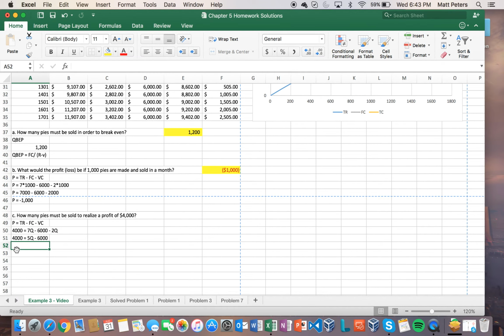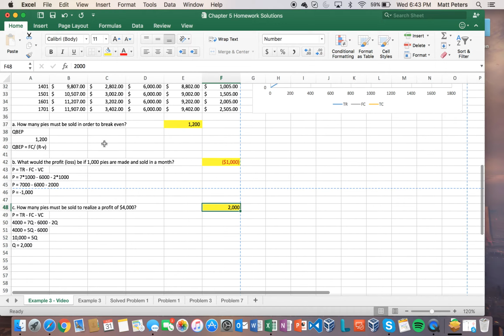I'm then going to add 6,000 to each side to isolate our Q's. So we know 10,000 equals 5Q. And then divide 10,000 by 5. I know that Q equals 2,000. So how many pies must be sold to realize a profit of 4,000? That is 2,000 pies.